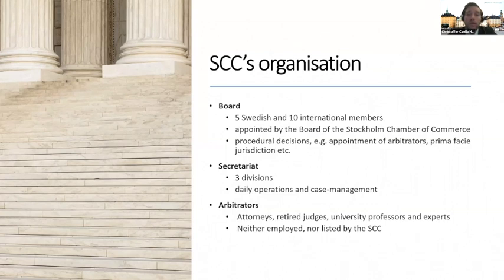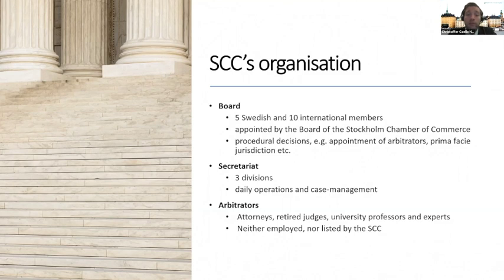In addition to the case divisions, the Secretariat also consists of a Secretary General, a Deputy Secretary General, and staff working with business development. And although some decision-making in the individual cases is delegated by the SCC board to the Secretariat, most decisions in cases administered under the SCC rules are in fact made by the SCC board. The board consists of 15 members, of which 5 are Swedish and 10 are international. These board members are not employed by the SCC, but they are experts in arbitration with very diverse backgrounds in arbitration.